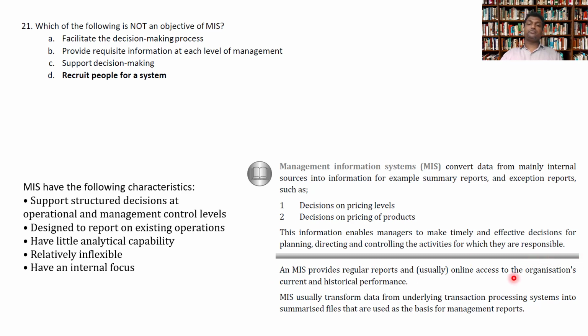the organization's performance. MIS usually transform data from underlying transaction processing systems into summarized files that are used as the basis for management reports. So basically, management information systems help to prepare management reports. So then the textbook also gives the following characteristics of management information systems. The first one is to support structured decisions at operational and management levels. Designed to report on existing operations. Have little analytical capability. So MIS does not analyze the data and give you suggestions or anything.